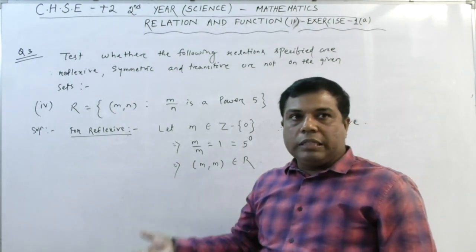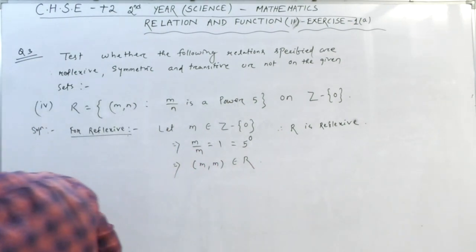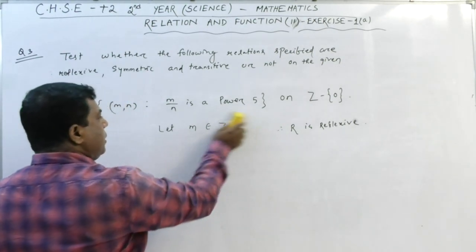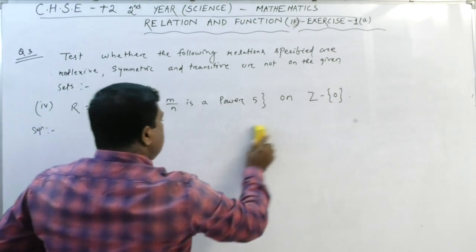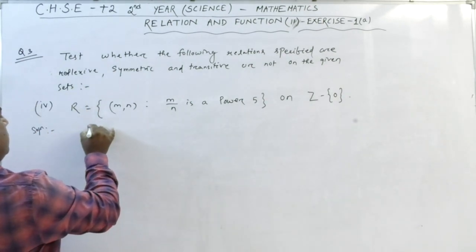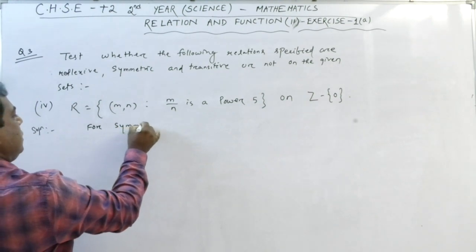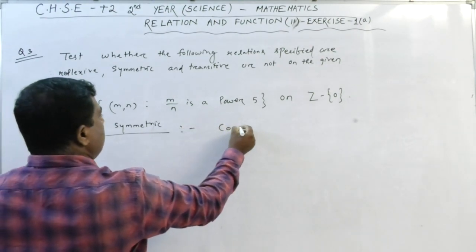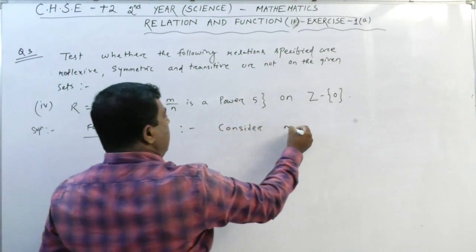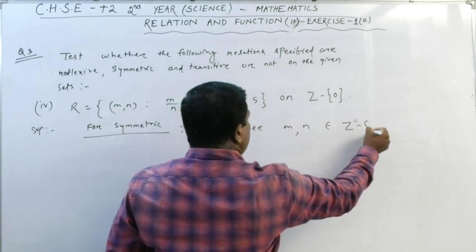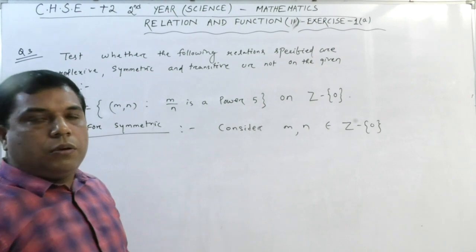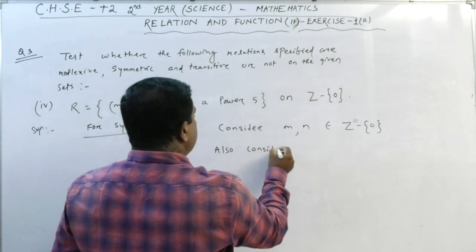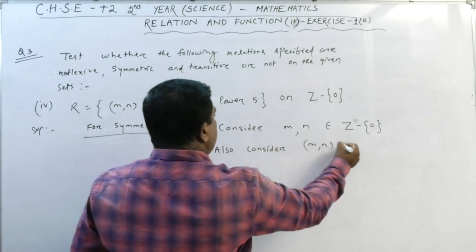Next, we will go for the symmetric one. For symmetric, similarly, now I am going to show the symmetric part. This is going to be cleaned. To check whether it is symmetric or not, what we do? Consider m and n are two non-zero integers. Also consider the ordered pair (m, n) is belonging to R.